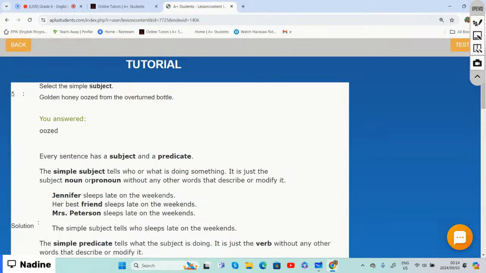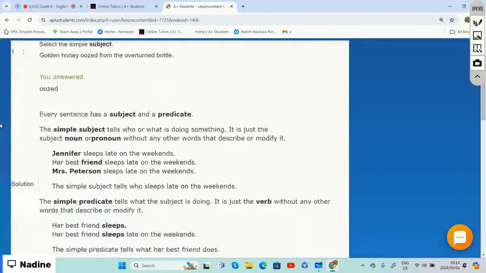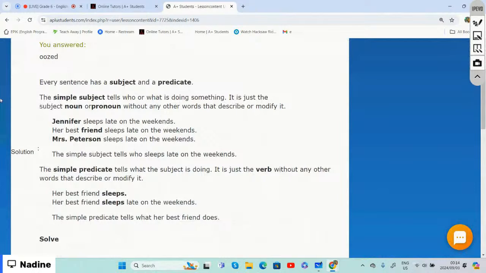And we said that when it comes to a simple subject, right? Then we say that a simple subject, it tells us who or what is doing something. And the simple subject is only the noun or the pronoun without any other words. It doesn't describe or modify it.